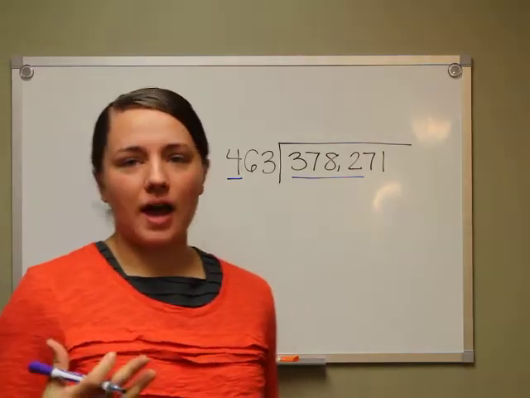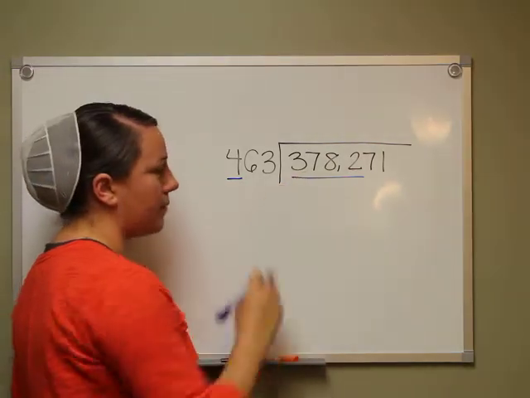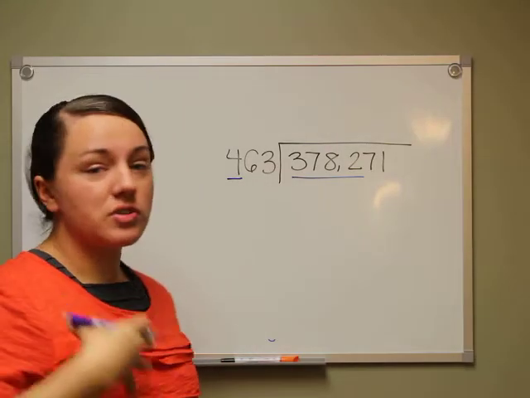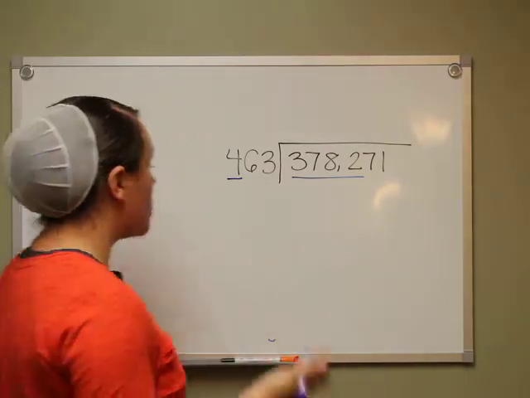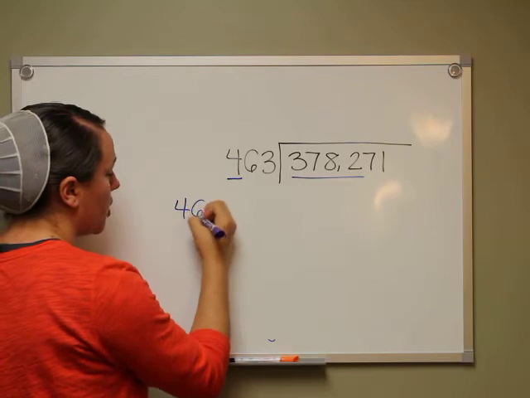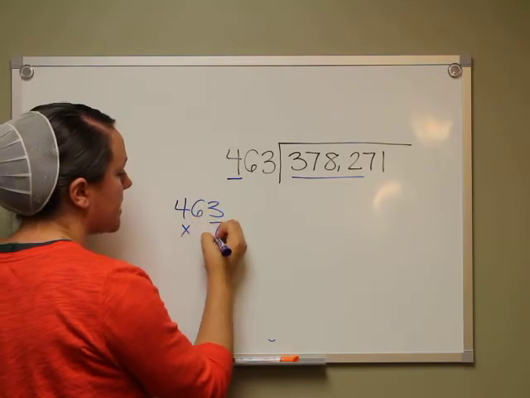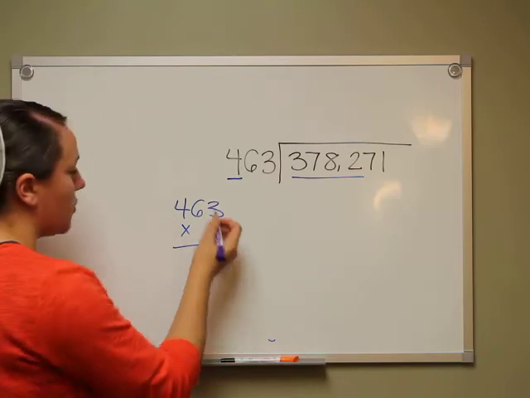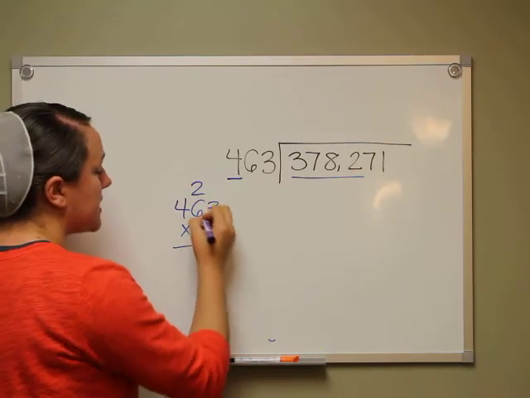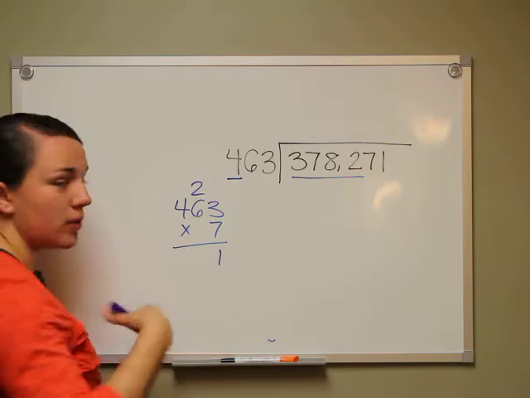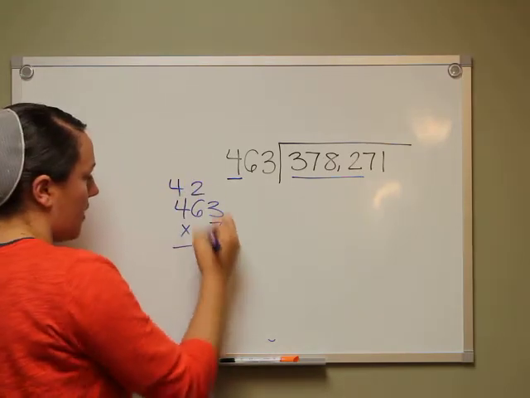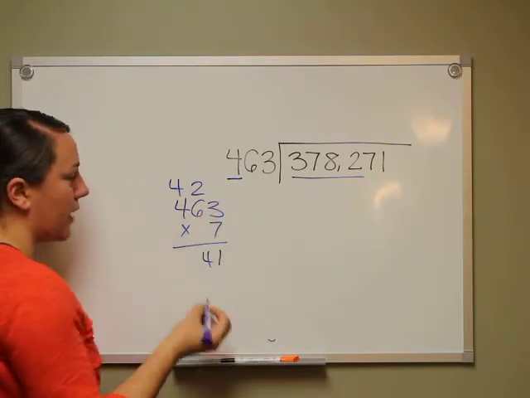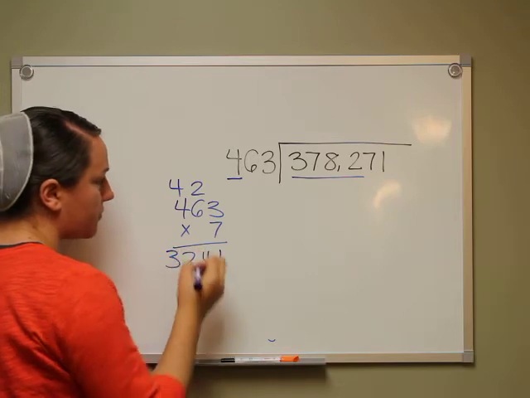How many times does 5 go into 37? 5 goes into 37 7 times. So we're going to see if that could work. Could we go 463 times 7 and would that work? Let's check. 3 times 7 is 21. 6 times 7 is 42, plus 2 is 44. 7 times 4 plus 4 is 32.